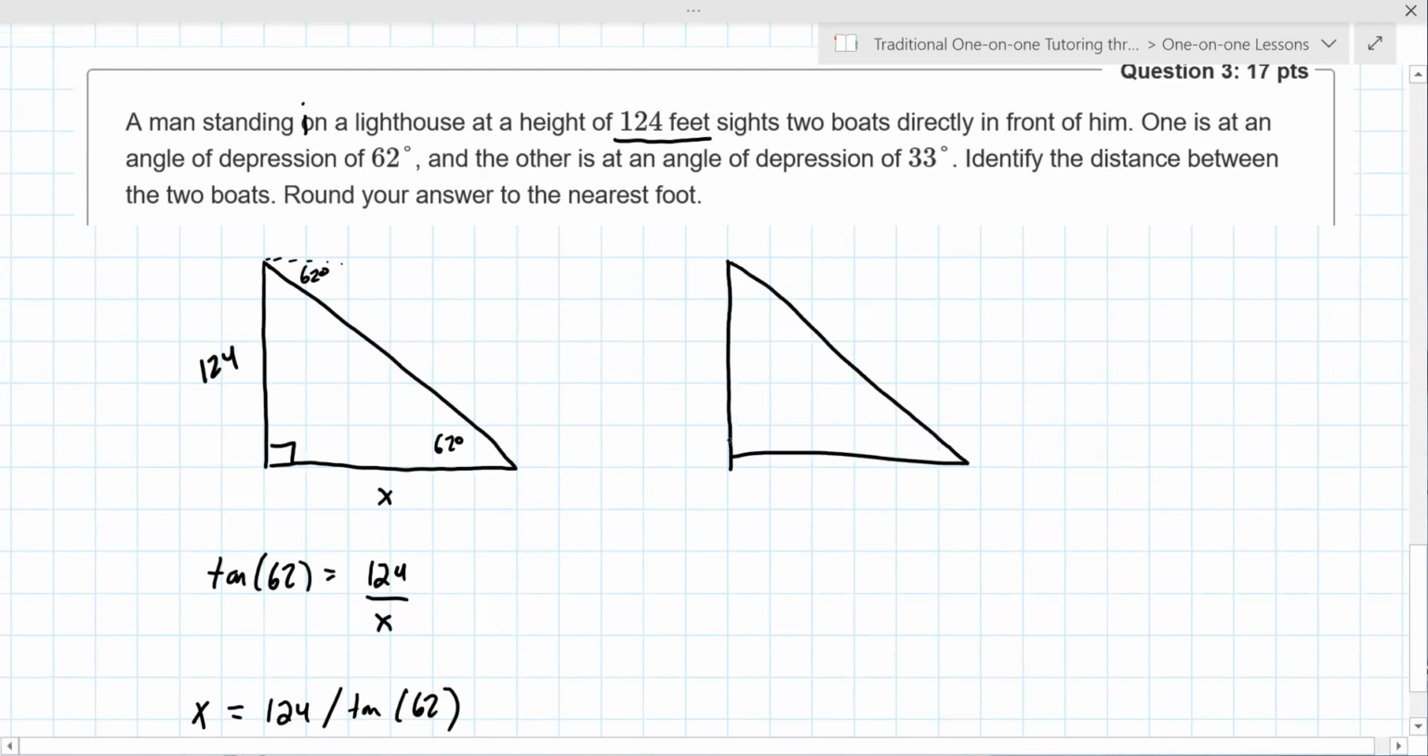Okay, now the other scenario here, and there's another way to draw it, but I'm doing this for simplicity. This is 33 degrees, and this is 33 degrees. So go ahead and solve that for x using the same approach as before. I'll be right back.